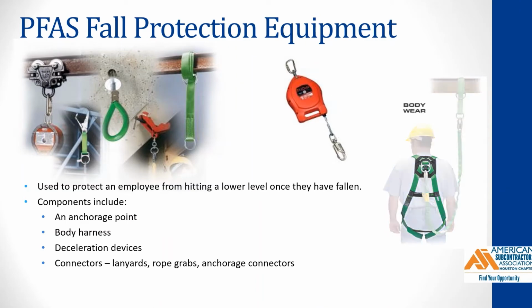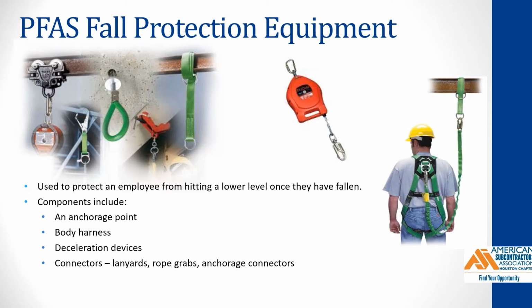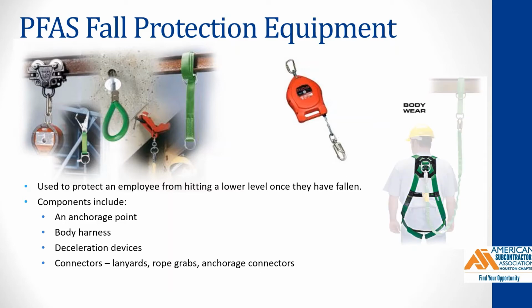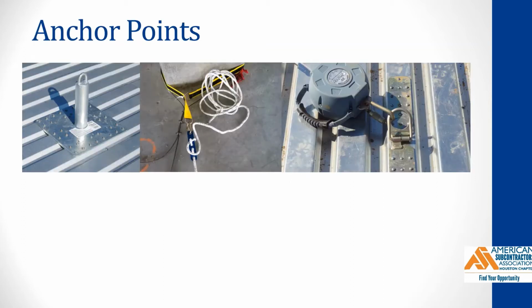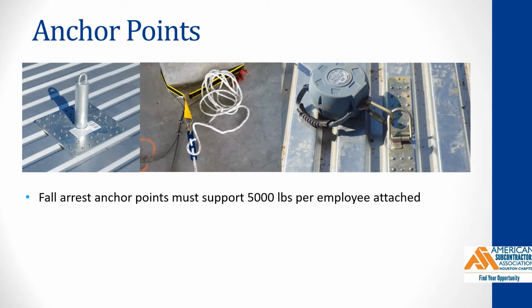PFAS, or personal fall arrest systems, are protective equipment used to protect an employee from hitting a lower level once they have fallen. Components include an anchor point, a body harness, a deceleration device, and connectors that can be lanyards, rope grabs, or anchorage connectors. All components of a personal fall arrest system must be inspected by a competent person before every use and by following the manufacturer's recommendations. The anchor point of your fall arrest system is very important.